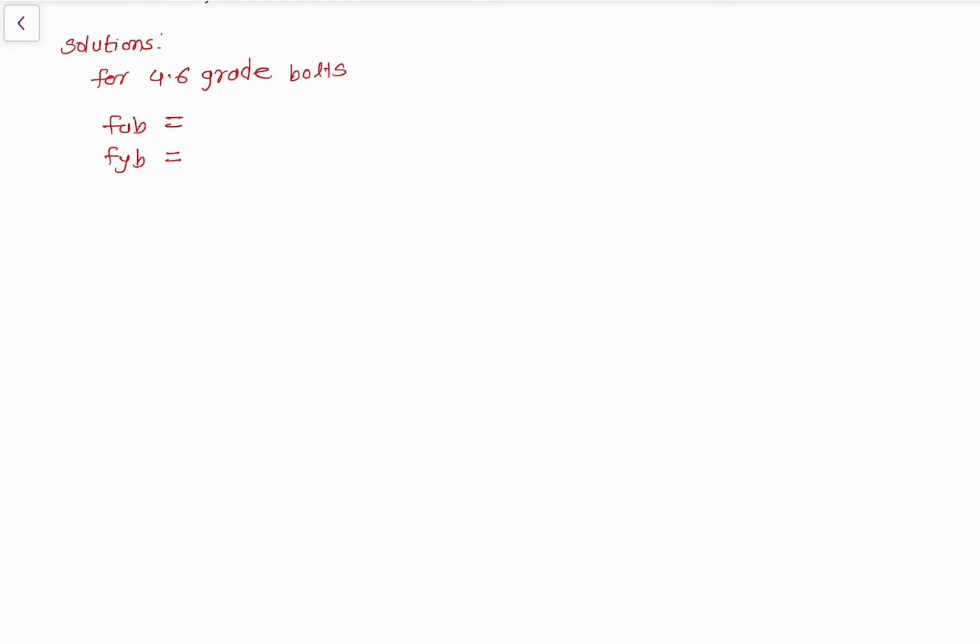Understand 4.6. Whatever the first number is, you need to write it here, and the second digit you write in the same pattern. Now the first one you need to multiply by 100, and the second one you need to multiply with the FUB value, which is here. This is one of the easiest ways to understand steel structure. So the FUB calculated will be 400 Newton per mm square.